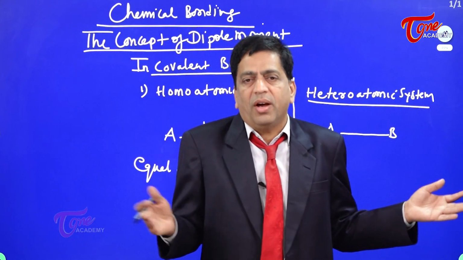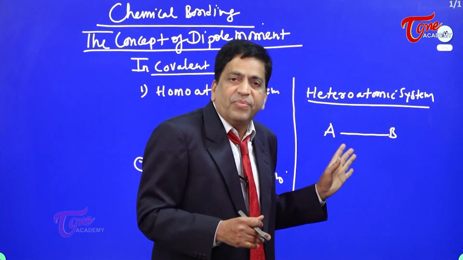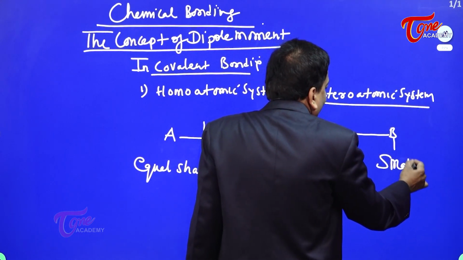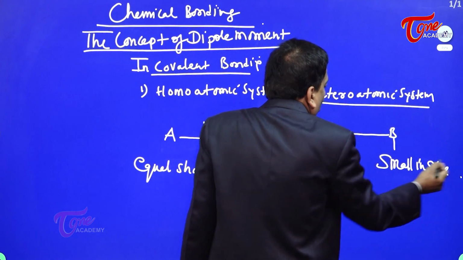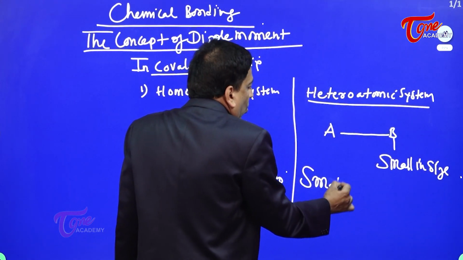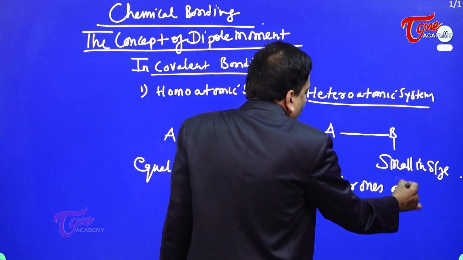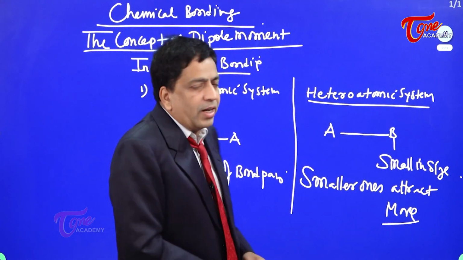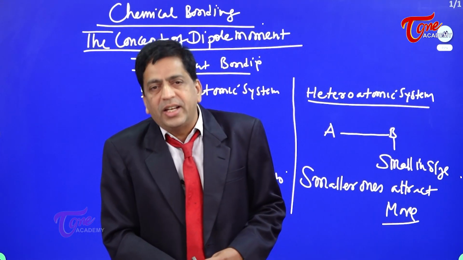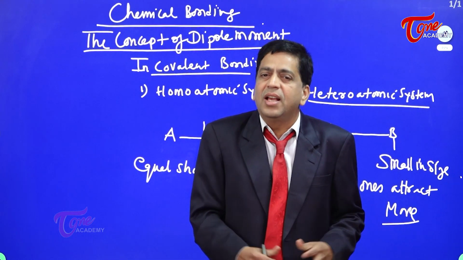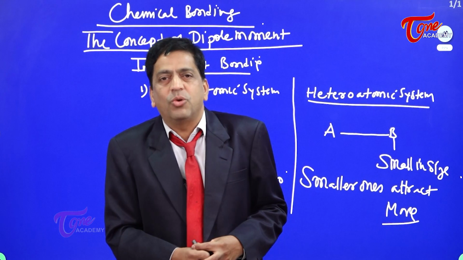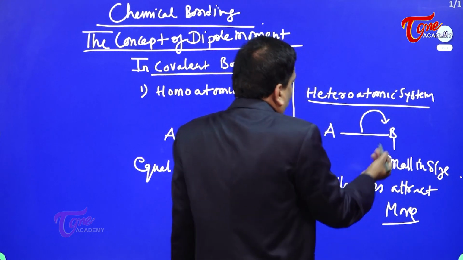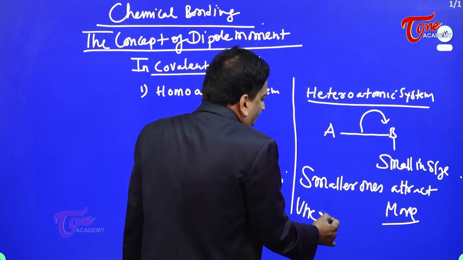So in a heteroatomic system, you have two different atoms. One of them will be smaller. Assume that B is small in size, and we were told the smaller ones attract more. This attracting tendency is referred to as electronegativity. When the atom is smaller, it is more electronegative. Then the bond pair is pulled towards that side. So you can actually see here you have unequal sharing of bond pair.